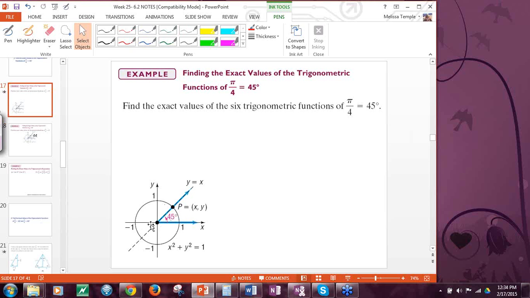So, an angle of pi over 4 radians is the same thing as an angle of 45 degrees. So it's exactly halfway between my x and my y axes. And it actually corresponds to the line y equals x, right? 45 degrees would be halfway. That perfect line, y equals x.